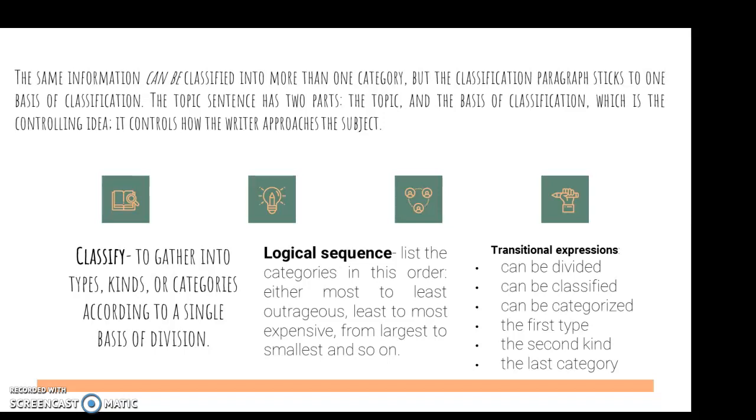So here you list the categories in this order, either from the most to the least outrageous, least to the most expensive, from the largest to the smallest, and so on. And some transitional expressions that you may use in this style can be divided, can be classified, can be categorized, the first type, the second kind, the last category, 1, 2, 3, first, second, and third. It's up to you. However, you need to show clearly that you are first classifying, and then you need to provide examples that develop your major supporting points within the paragraph.